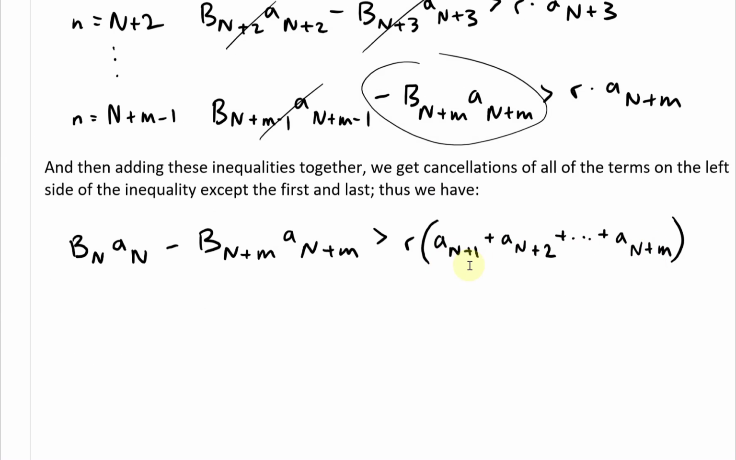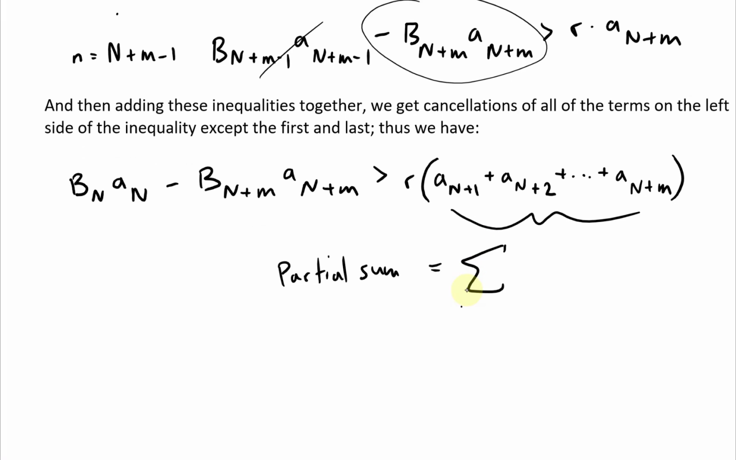Alright, let me move it over the middle. Now this part right here is just the partial sum. I'll write partial sum, because the infinite sum goes to infinity, so this is partially summing. This is going to be the summation starting from n equals capital N plus 1.